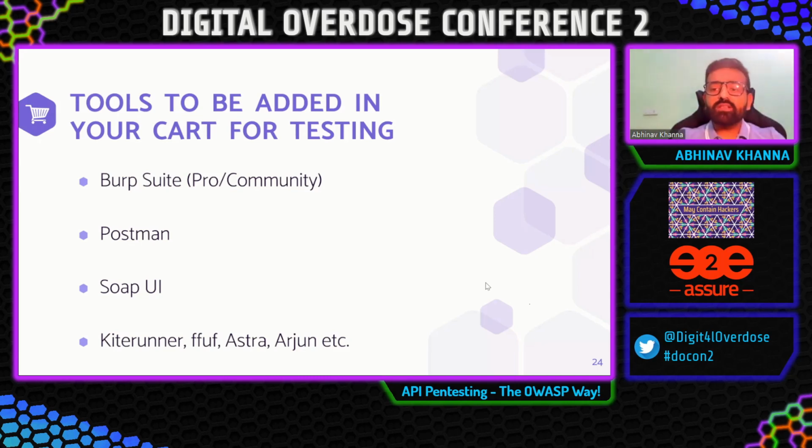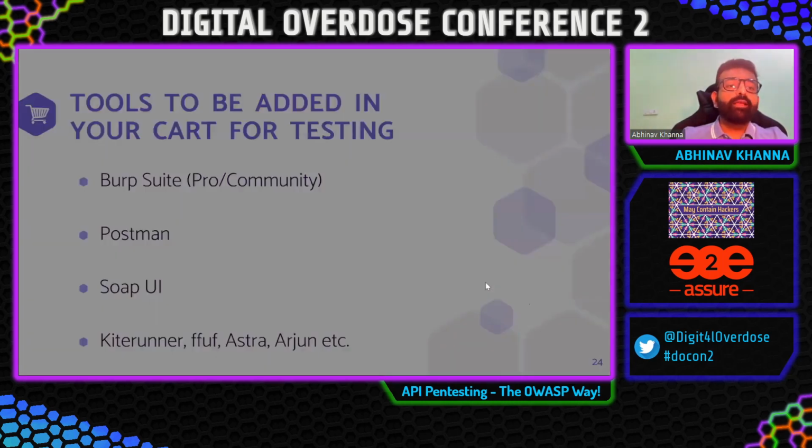The other one is Astra. Astra is an automated scanner and can quickly run a scan to see if there are any issues that you can find with this scanner. The other one is Arjun. Arjun is again a very widely used tool for parameter discovery. Just like I mentioned previously, there are other tools available in the market as well. These are a few tools that I use when I'm working on APIs.